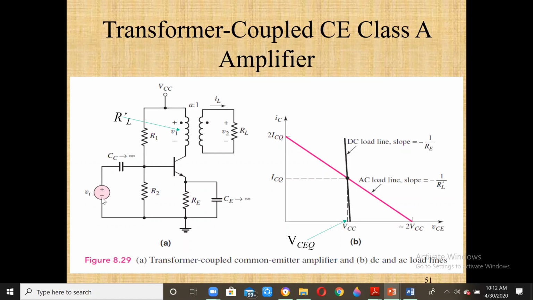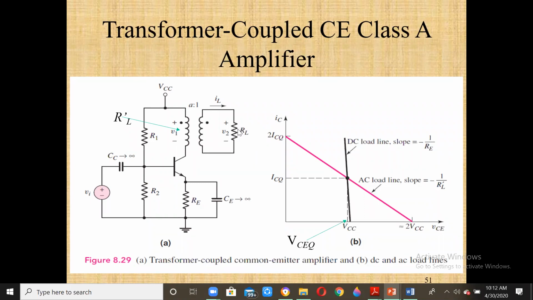Under the AC conditions, that means when we apply the signal at the input side, then there will be some frequency associated with it. Once there is some frequency, that frequency multiplied by the inductance will give us the reactance, and that means the impedance, and that impedance is the one which is going to decide the load line. So the AC load line will be decided by the impedance due to RL, or whatever RL is reflected onto the input side.